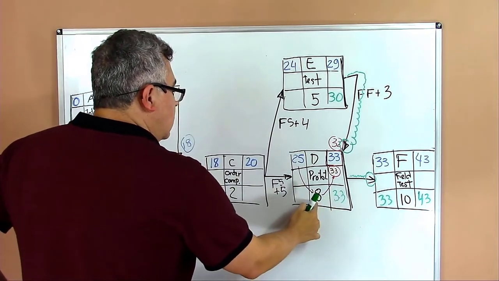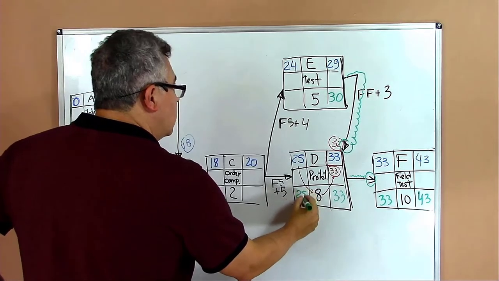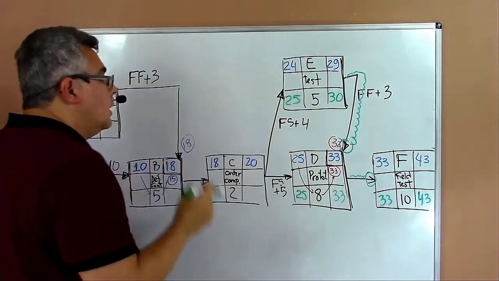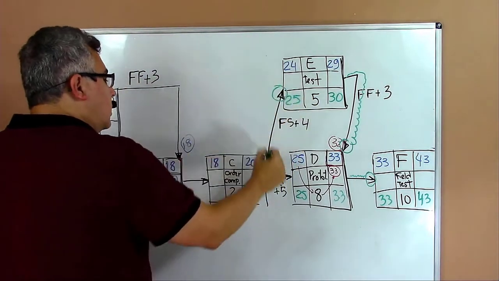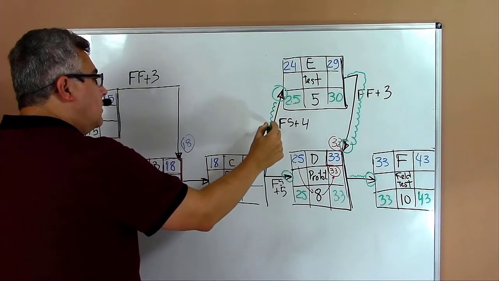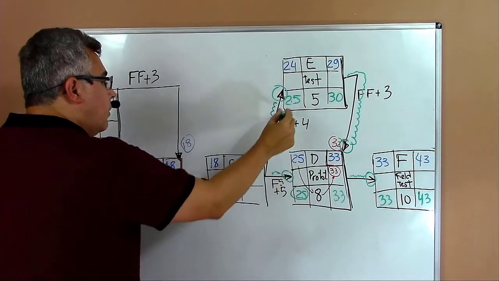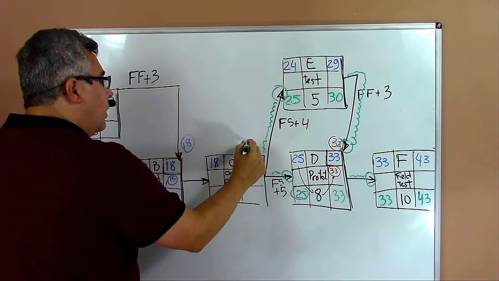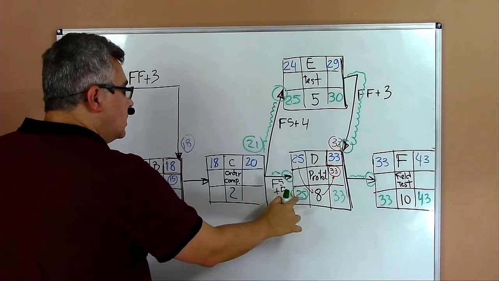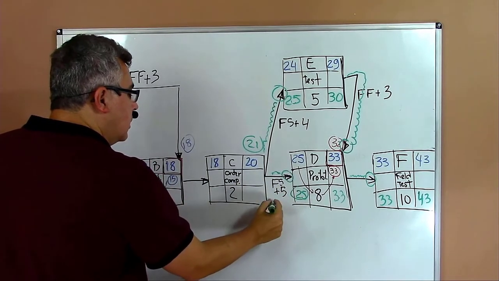33 minus 8, I go for 25. 33 minus 5, 25. Now I have two conditions here, two conditions to move back. I bring this 25 to activity C, and that 25 to activity C. And from activity E, I have 25 minus 4, 21. From activity D to activity C, I have 25 minus 5, 20.